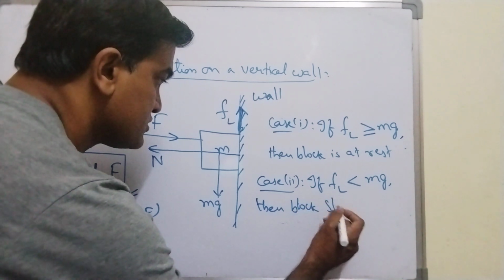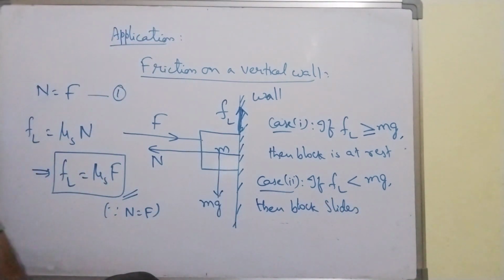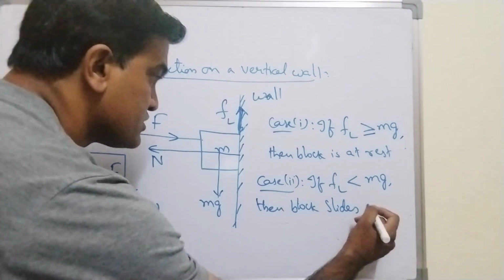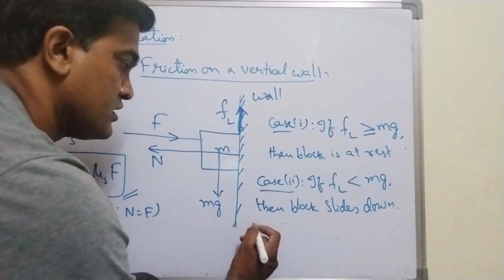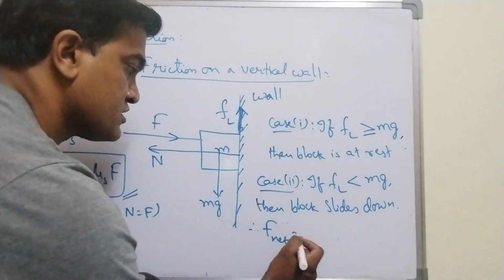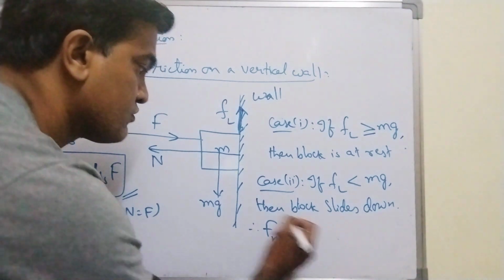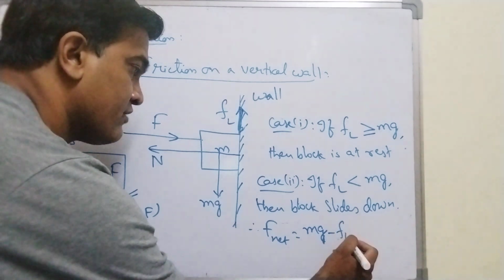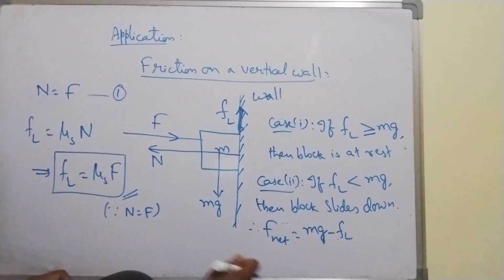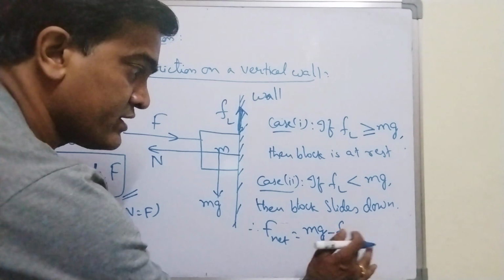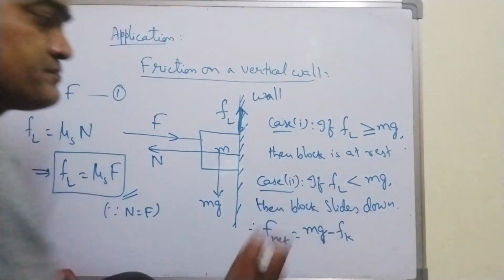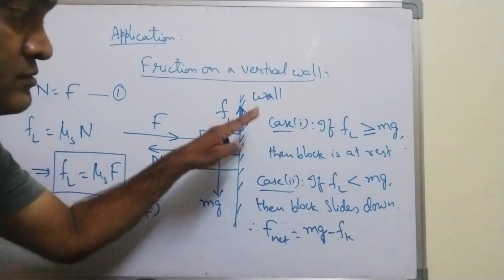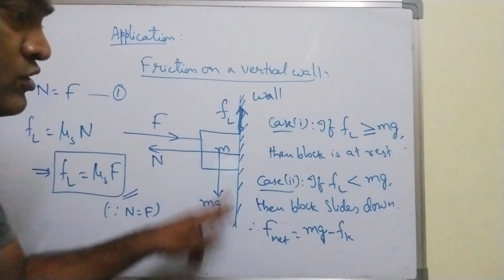Then the block slides. That means the block has acceleration, which means there is a net force. So what is the net force? The block slides down. Therefore, net force is equal to mg minus Fn, or because it is moving, I can write this as mg minus the kinetic frictional force. Kinetic frictional force exists when the body is in motion, because here the body is in motion.